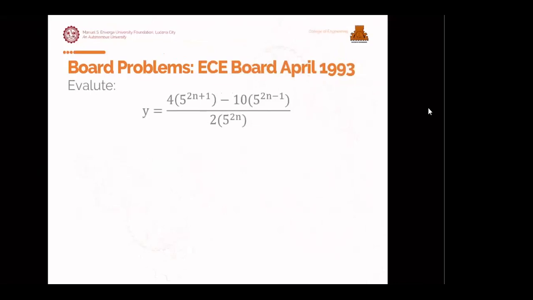Gamit sa ECE board, April 1993. So, kumpara dun sa CE board, tamo naman yung itsura nung sa ECE board, no? Okay, so don't panic. Okay. What you want to do is to simplify muna yung mga exponent o yung inner na variables natin. And then pag may nakita tayo na pwedeng simplify sa kanya, gawin natin, no? So, let's try yung mga nasa loob muna lahat, no?